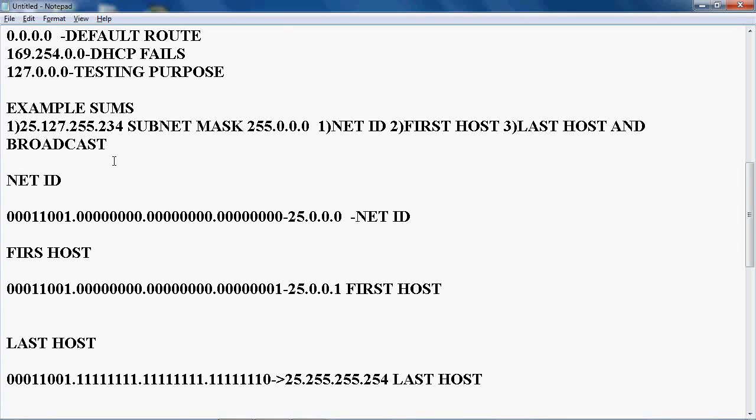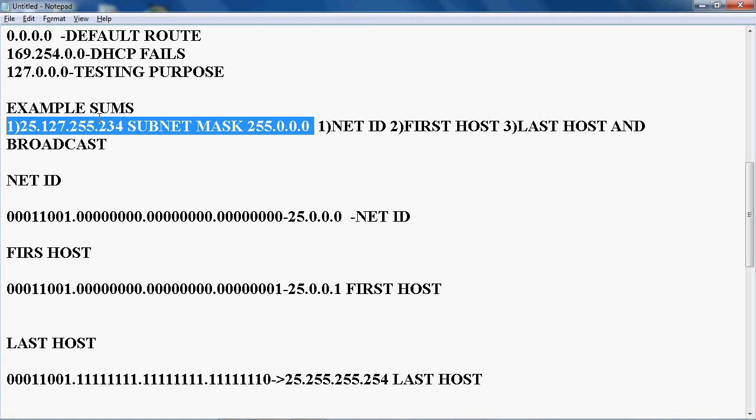So in that system I will go to command prompt and give ipconfig. At that time I will get the IP as 25.127.255.234, and the subnet mask should be 255.0.0.0. This IP address and subnet mask I will get from my office system.